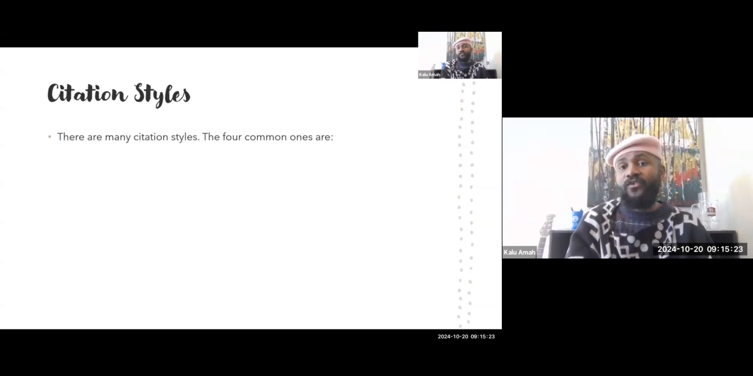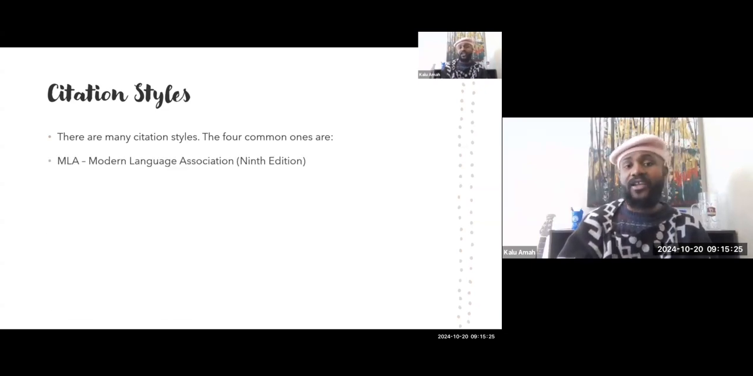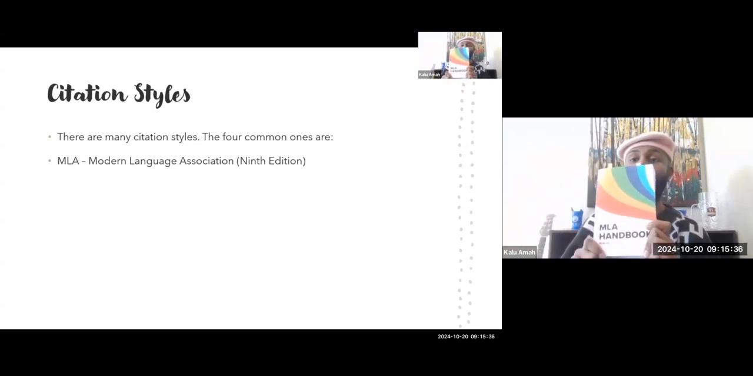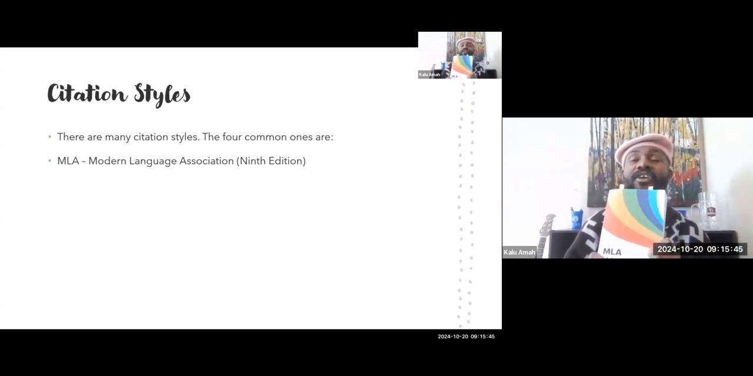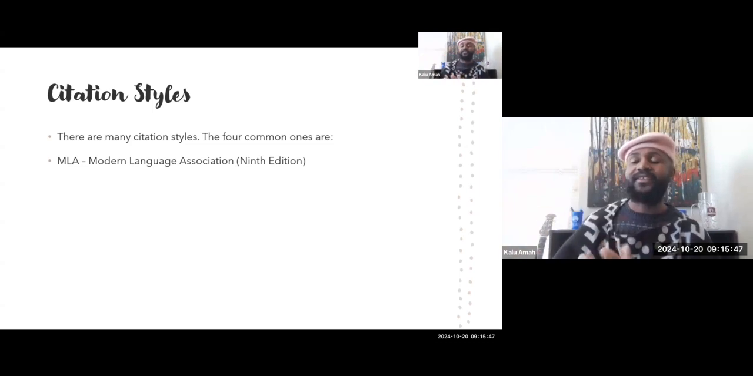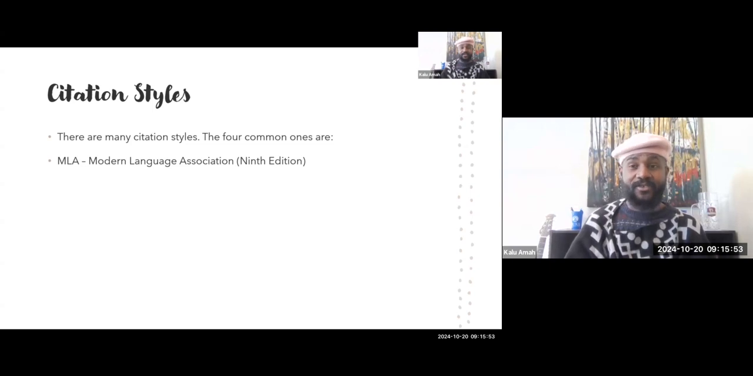I may have mentioned this initially, but the four common ones are MLA, known as Modern Language Association. I also mentioned that we are currently on the 9th edition, so this is the new MLA Handbook, MLA 9th edition. I always advise you to get this if you are in the humanities, especially liberal arts. At this point, you already know what your professor wants from you, or what citation manual your discipline accepts. Most of us in the liberal arts and the humanities use MLA.